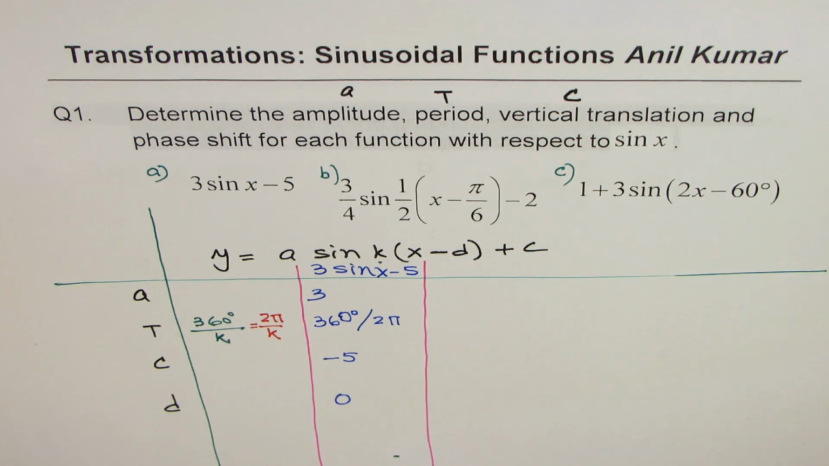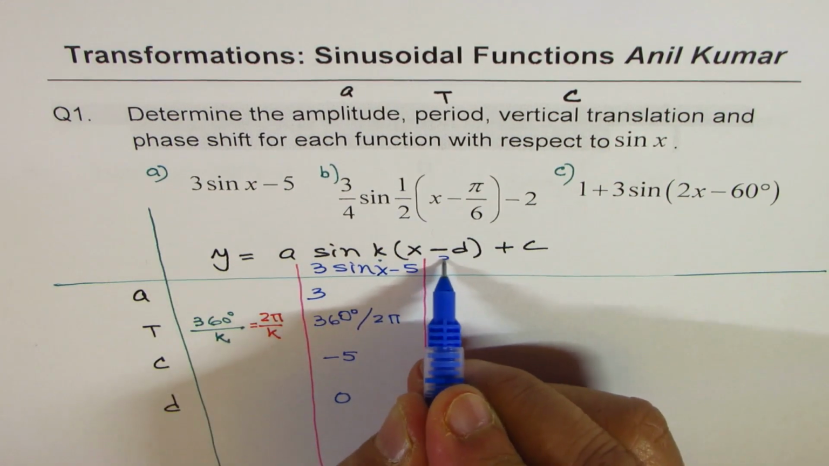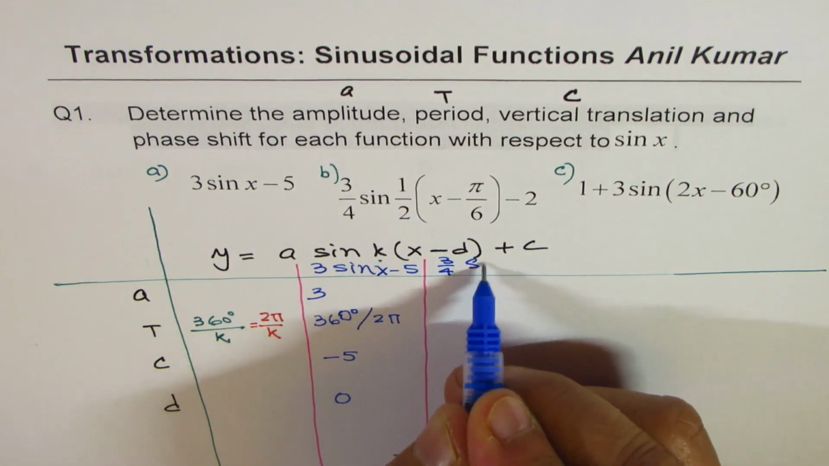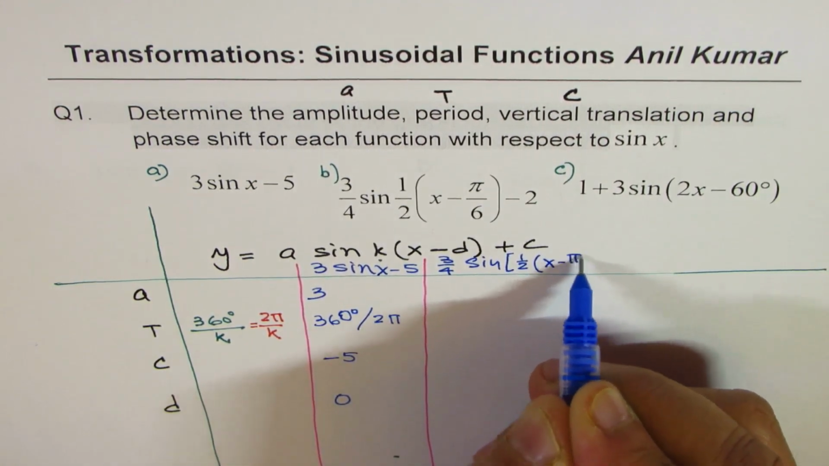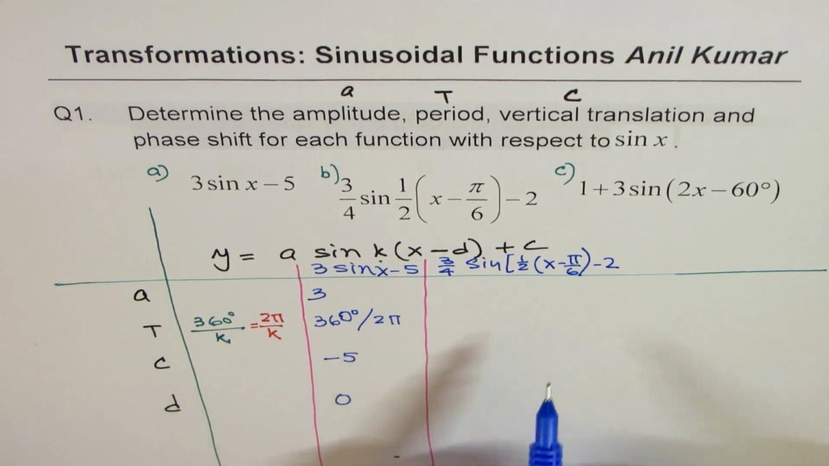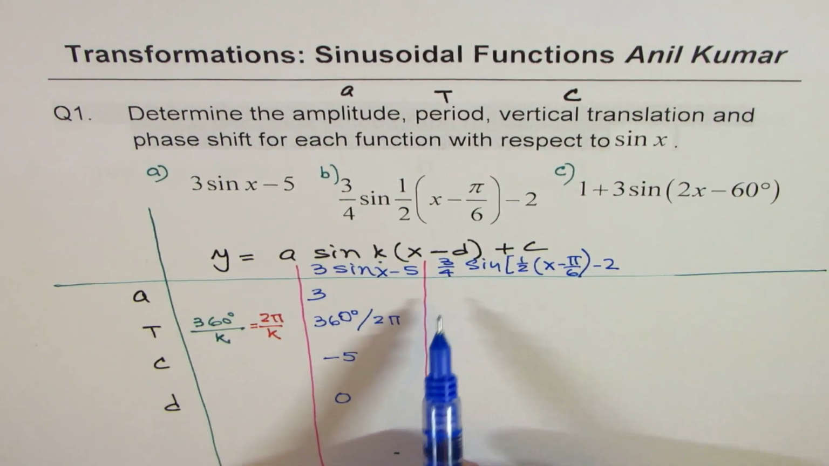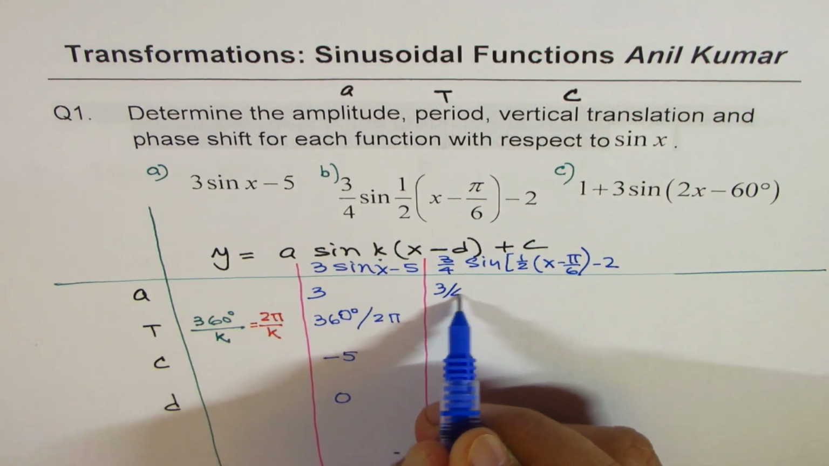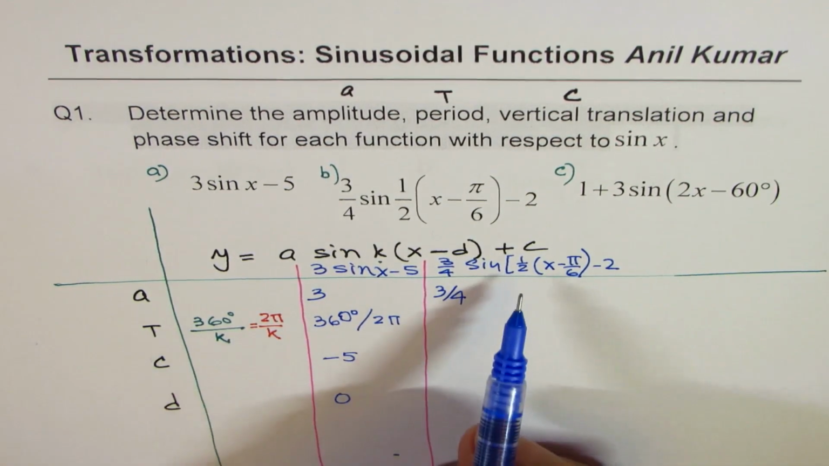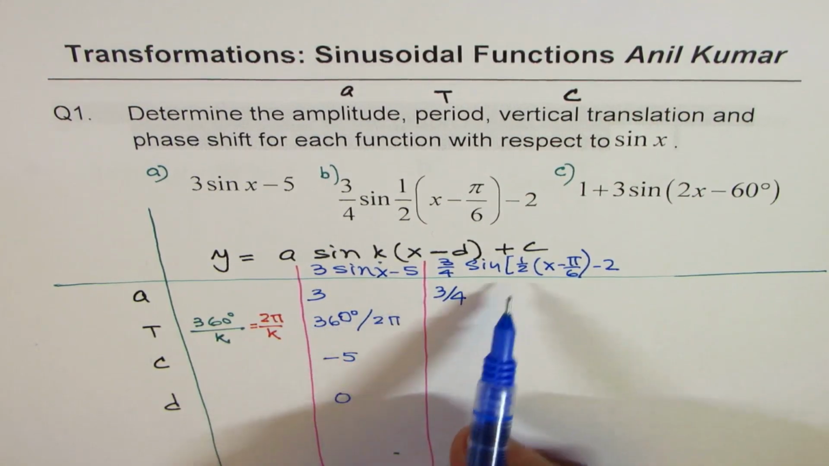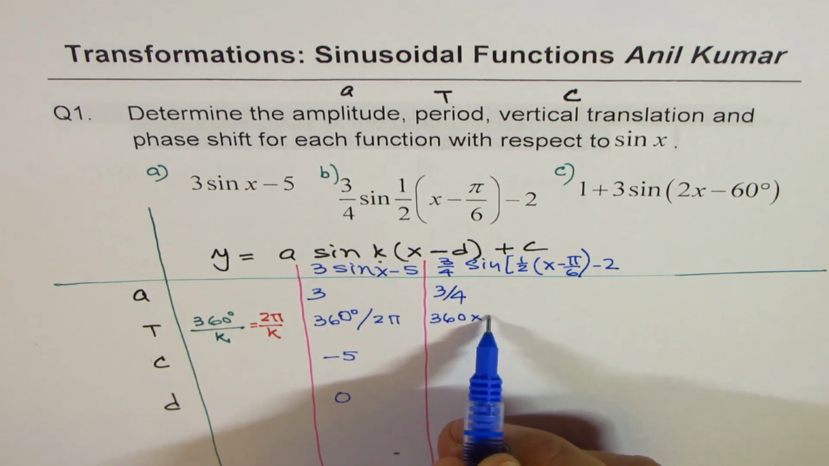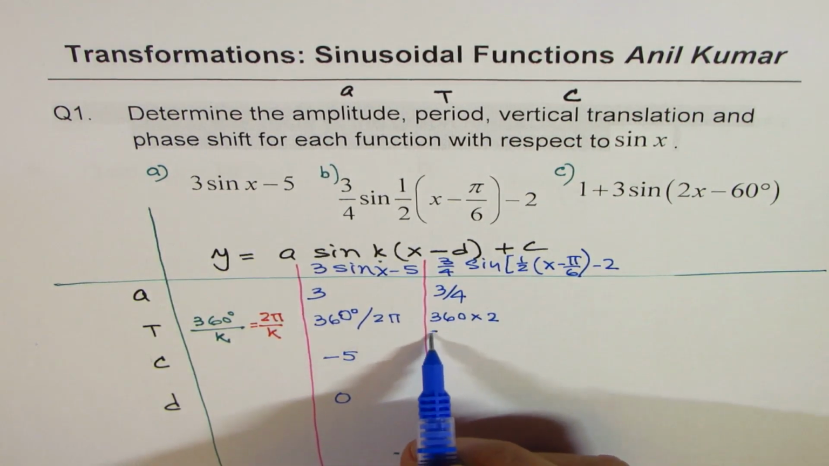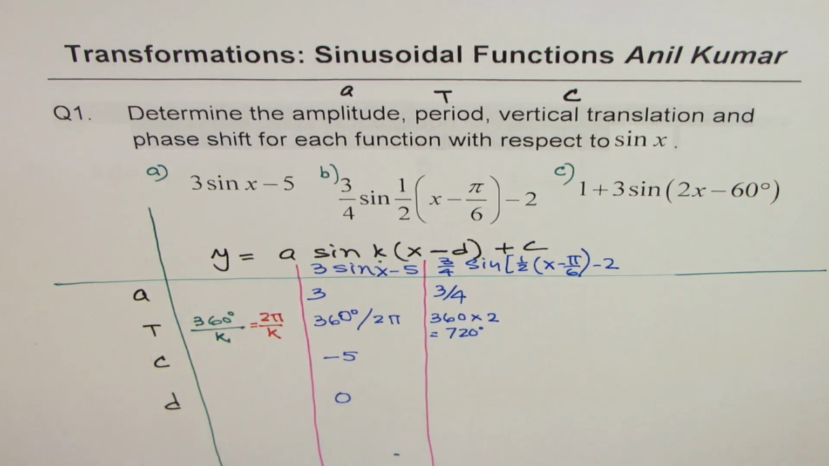Now let us take the next equation, which is 3 by 4 sine of half x minus pi by 6 minus 2, right? So 3 by 4 becomes the amplitude. So now the amplitude is 3 by 4. Time period will be, you have to divide 360 by half. So it becomes 360 times 2, right? When you divide, it is like multiplied, right? So it is 720 degrees.